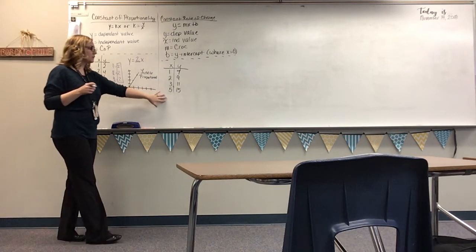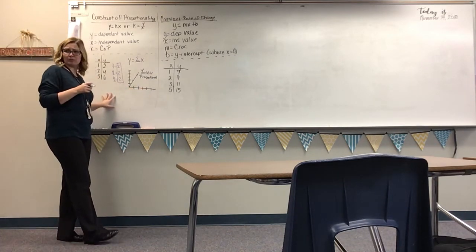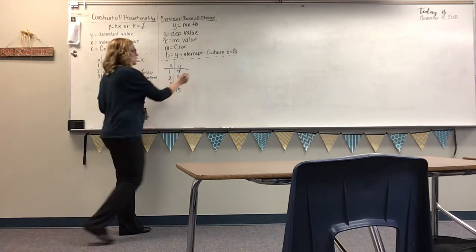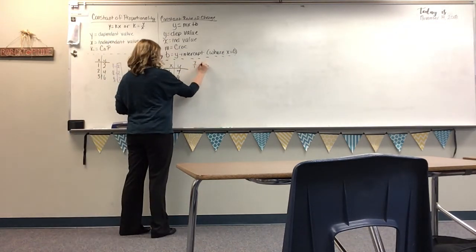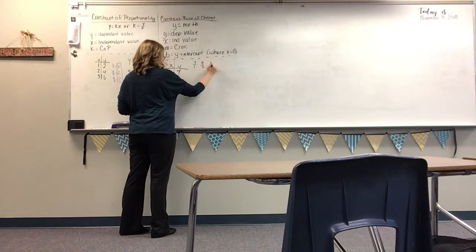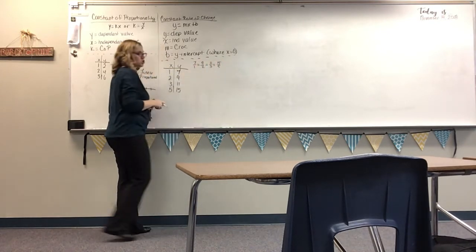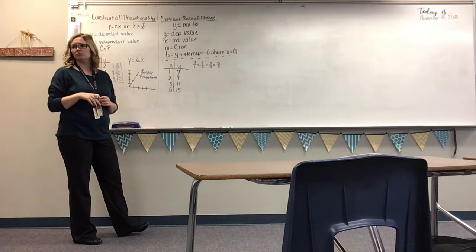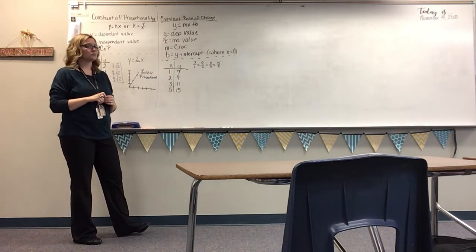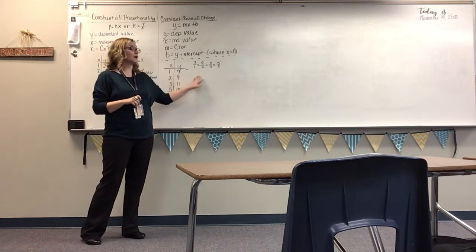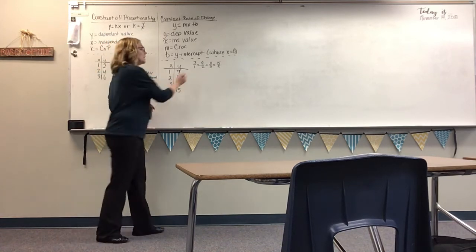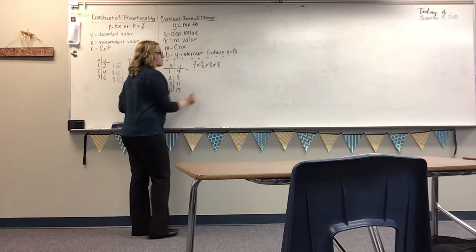If I look at this one and I'm trying to decide, is it going to be proportional? So I'm going to do y over x. So I've got 7 over 1, 9 over 2, 11 over 3, and 15 over 5. Are any of those proportional? They have to be proportional to one another. No, none of them are equal. None of them are proportional.